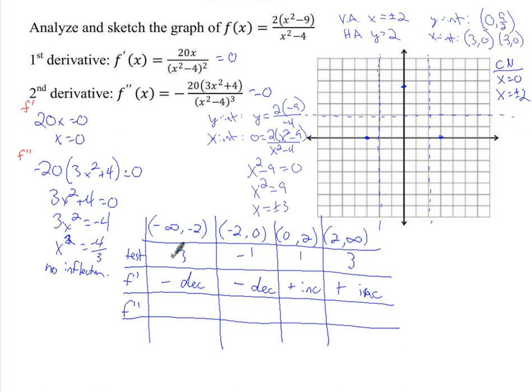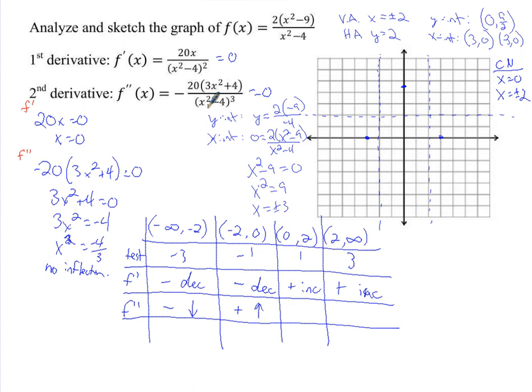So we take the negative 3, plug it in. Squared is 9. Then 9 minus 4 is 5, which is positive. To the third power is still positive. So I have negative divided by positive, which means I'm negative, which means I'm concave down. Take the negative 1 and plug it in. Negative 1 squared would be 1. 1 minus 4 is negative. To the third power is still negative. Negative numerator divided by a negative denominator means that I'm positive, which means I'm concave up.